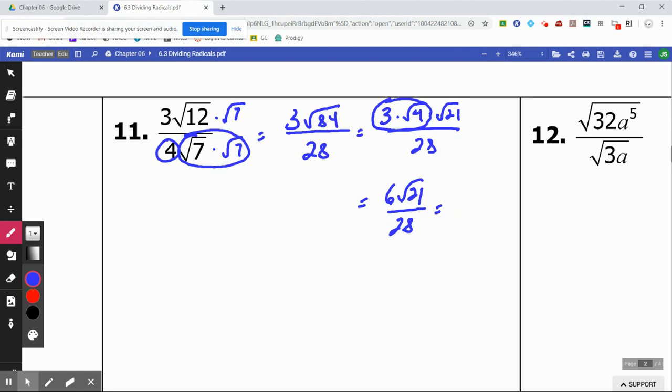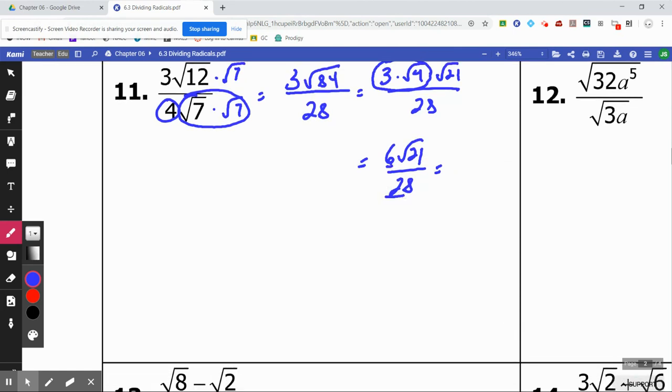And we have one more step. Now the whole number, 6 and 28, that can be reduced. So the root 21 stays, and 6 over 28 would be a 3 over 14.